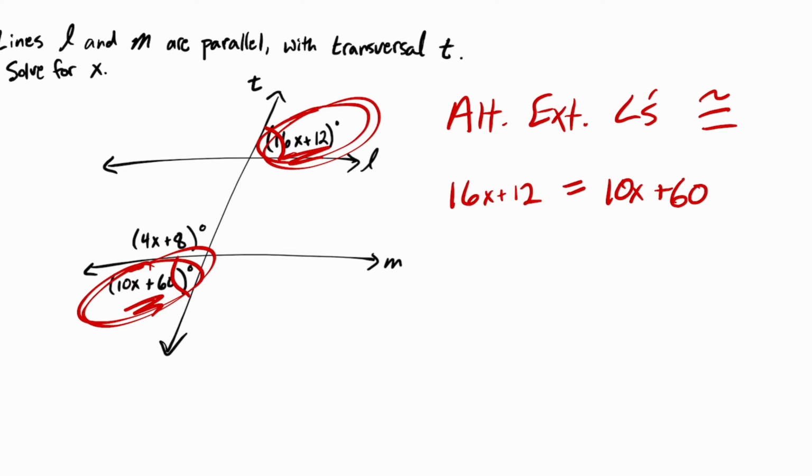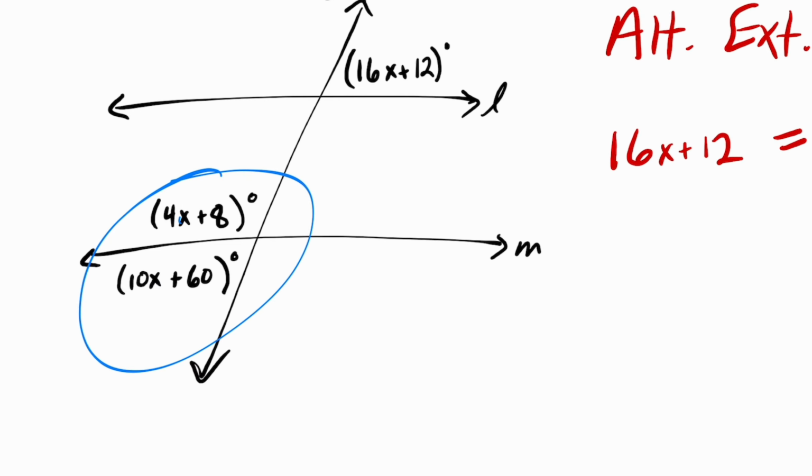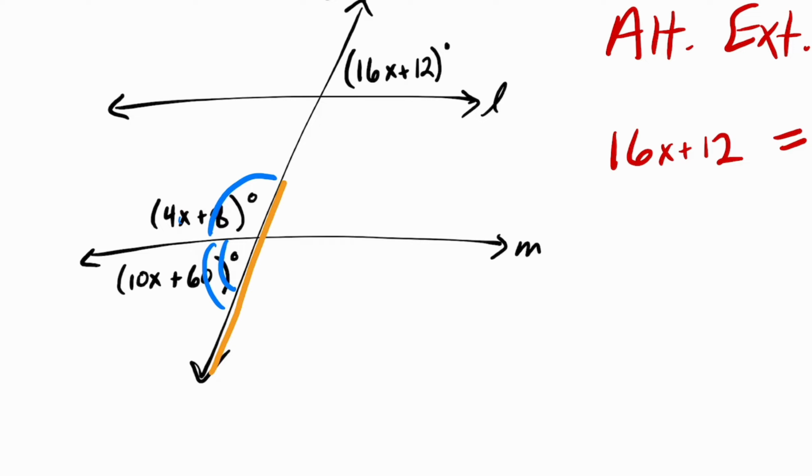But that's not the only equation we could set up, because we also notice down here, these two angles form a line. This guy here combined with this line here make this straight line. And we know that straight lines are 180 degrees. So in this situation, our angles add up to 180. They don't equal 180 on their own. They're not necessarily equal to each other.